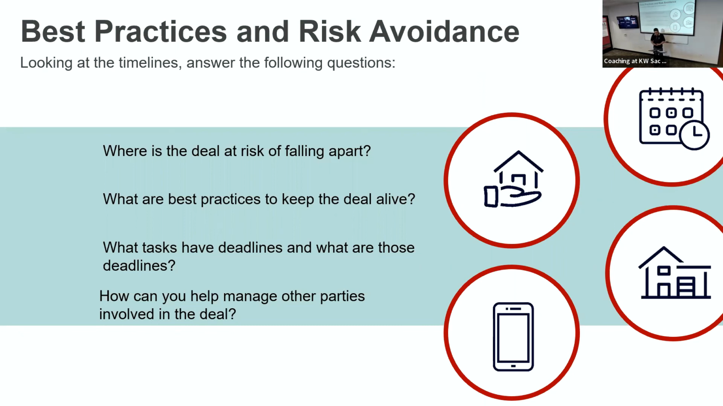What tasks have deadlines, and what are those deadlines? So we know the tasks that have deadlines, right? On the buy side, you have a lot. On the sell side, you're really monitoring to make sure they happen. The only real tasks are seller disclosures and doing any repairs that the seller has agreed to, right? On the buy side, you're responsible for the EMD, the transactions, monitoring contingencies, all those things.